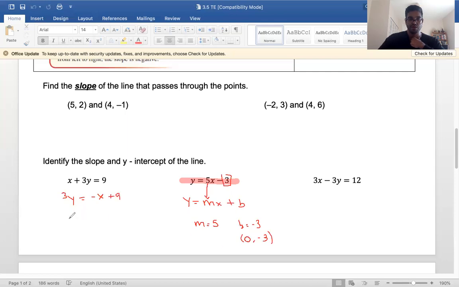Now I divide by 3, and I get y equals, there's an imaginary 1 in front of this x, so I'm going to have negative 1/3 x. 1 divided by 3 is just 1/3. And then 9 divided by 3 is just 3. And again, the reason why I did this is that once I'm in slope-intercept form, it's pretty easy to see what the slope and the y-intercept are going to be. Your m is negative 1/3. Your y-intercept is going to be 0 for your x-coordinate, and your y-coordinate is right here, 3. And so now I've got my slope and my intercept.